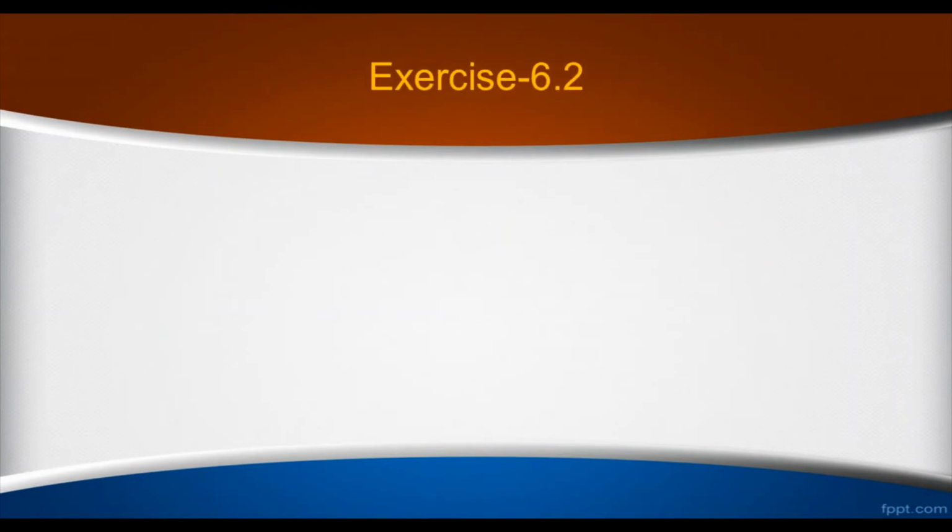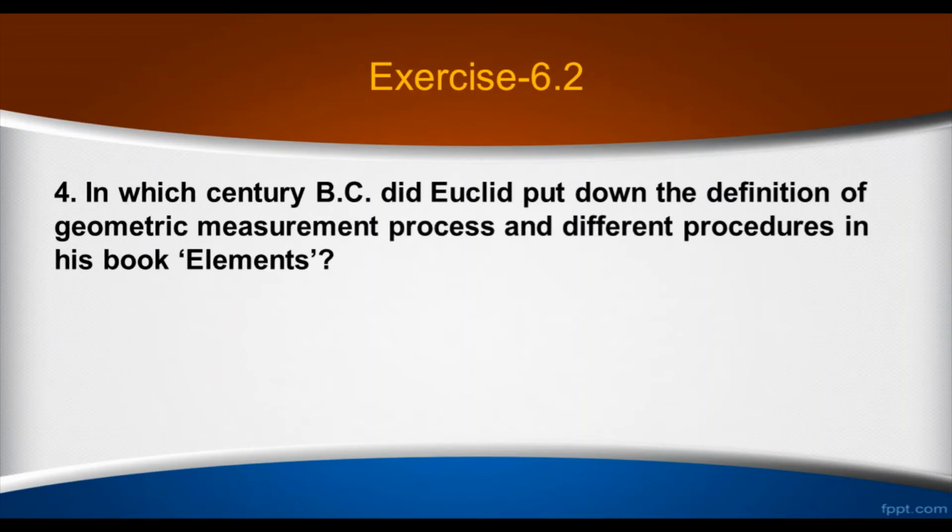So another question, my dear students. Number 4. In which century BC did Euclid put down the definition of geometric measurement processes and different procedures in his book Elements? Let me show you some options. These are the options: A 300, B 400, C 500, D 600. So my dear students, the answer will be A, 300. So this is the question: in which century BC did Euclid put down the definition of geometric measurement processes and different procedures in his book Elements? That is, 300 is the correct answer.